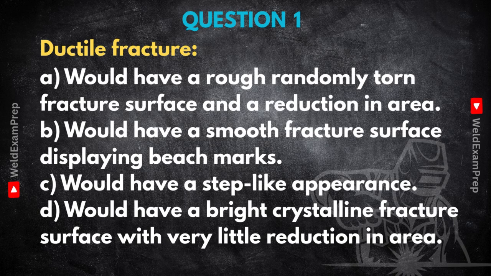The correct answer here is definitely A: would have a rough, randomly torn fracture surface and a reduction in area. The key insight is that ductile fracture means the material absorbed a lot of energy. It deformed plastically before it broke. You literally see this as necking, where the cross-section at the break gets visibly smaller. That plastic flow means energy was absorbed, and because it stretched and pulled, the fracture surface looks rough, fibrous, torn. It's not a clean break.